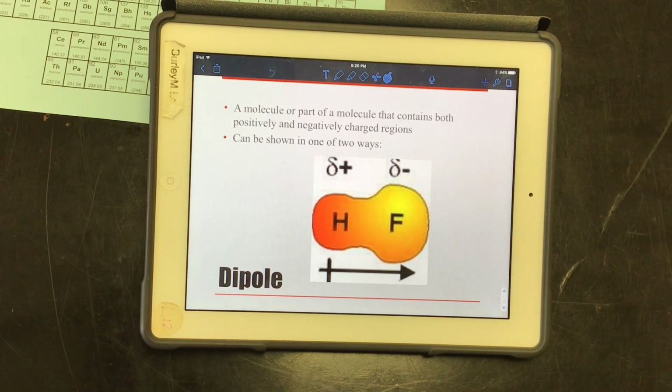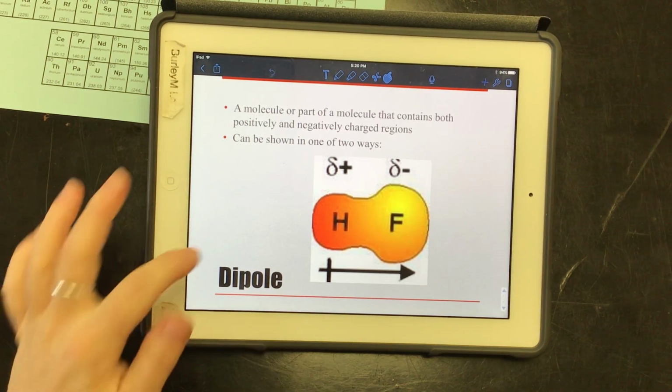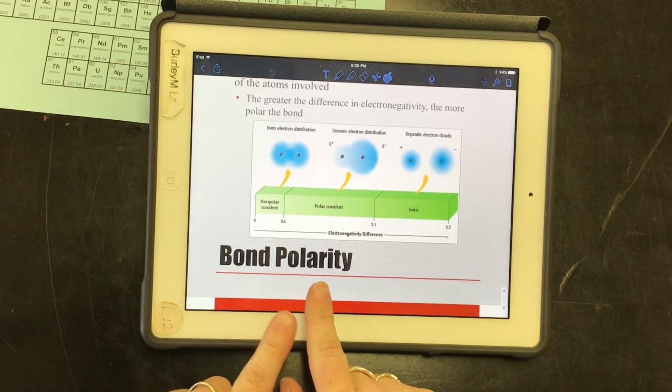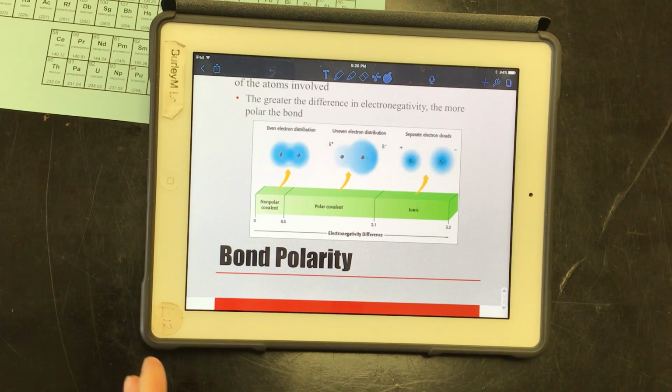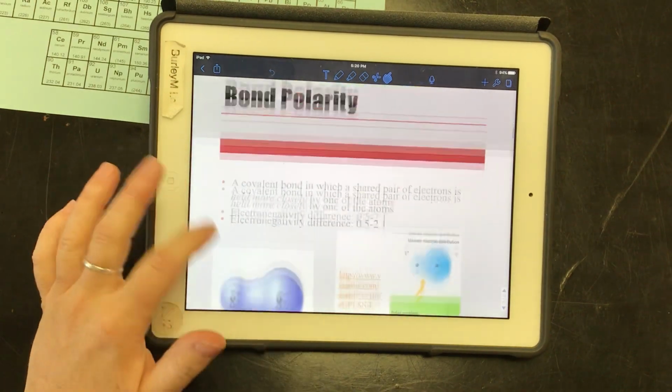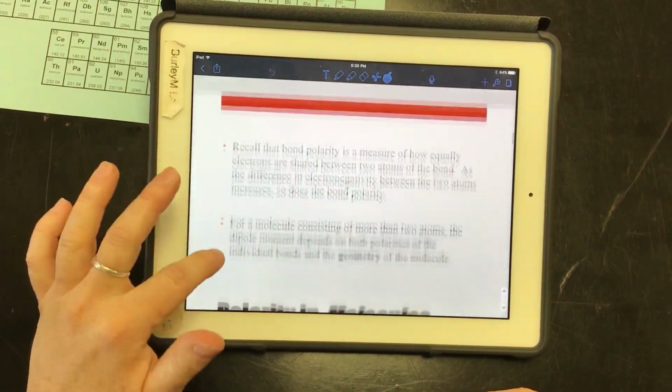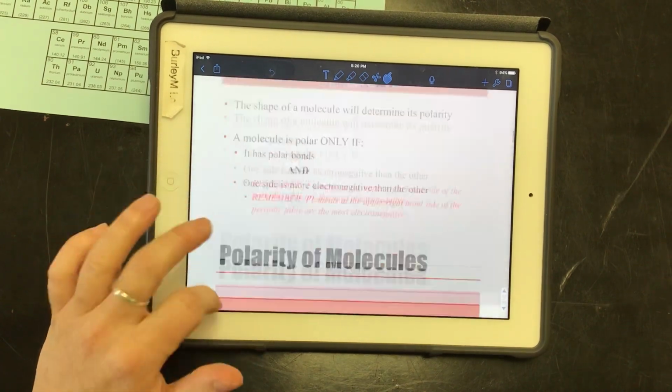In this video, we are going to be talking about dipoles, bond polarity, polarity within molecules, and how to determine whether a molecule is polar versus nonpolar.